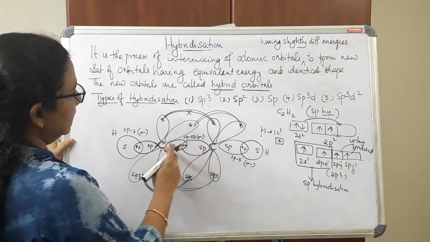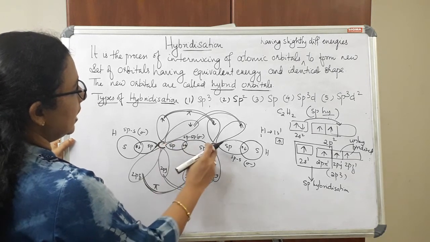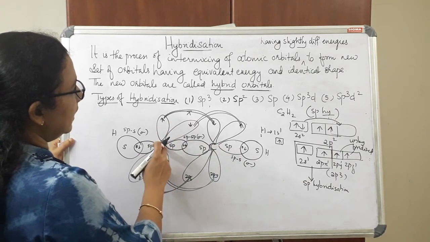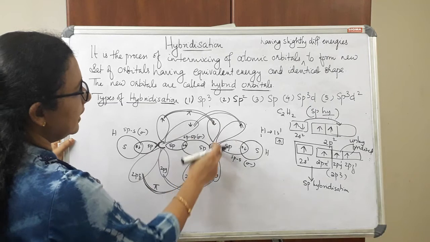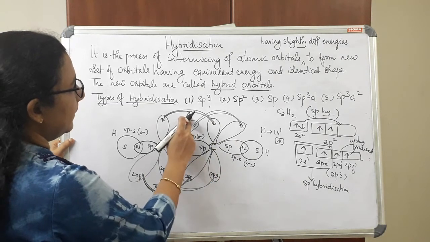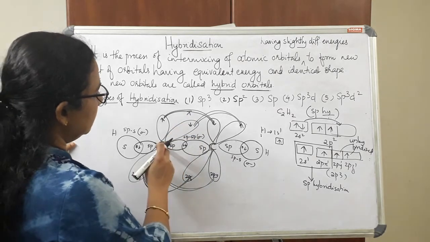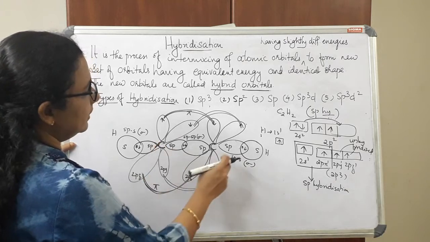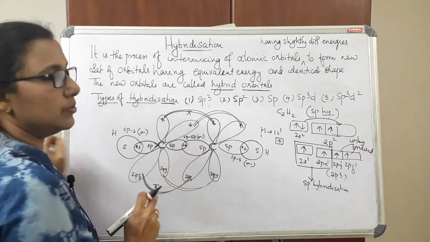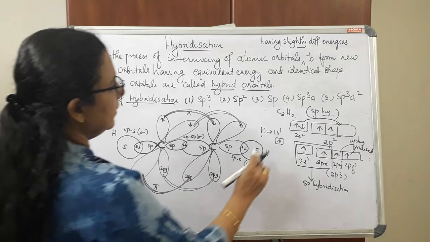So the sigma bond is formed with sp-sp overlapping of each carbon atom, and the 2py orbital of one carbon atom overlaps laterally with the 2py orbital of the other carbon atom forming a pi bond, and the 2pz orbital of one carbon atom overlaps laterally with the 2pz orbital of the other carbon atom forming a pi bond. So these are the different types of bond formed in the case of the ethyne molecule.